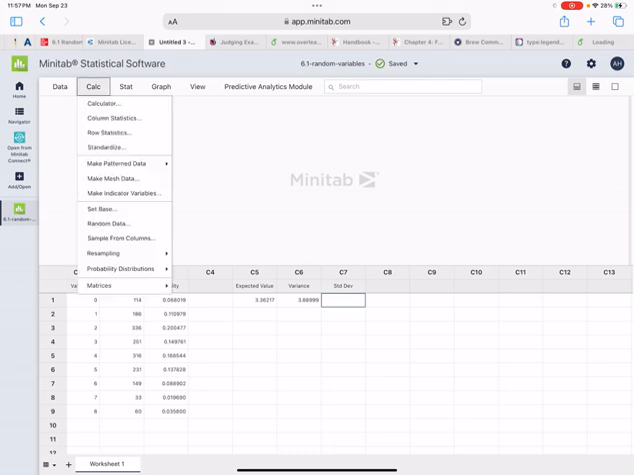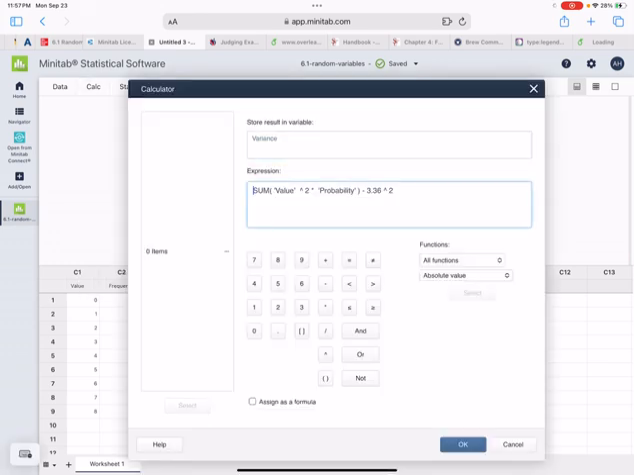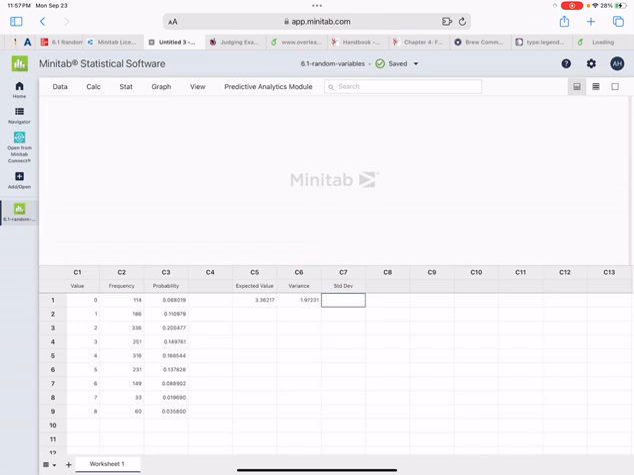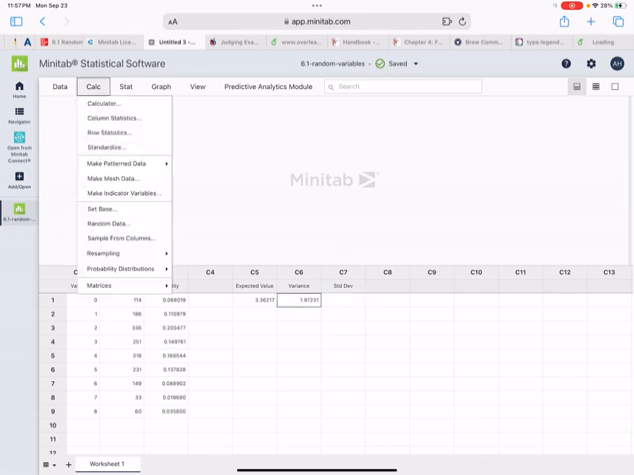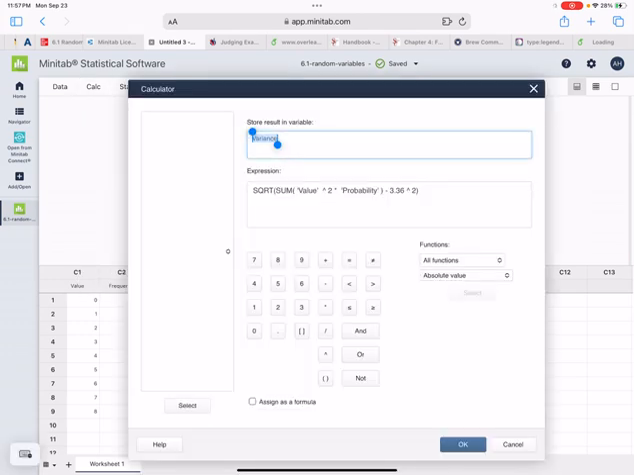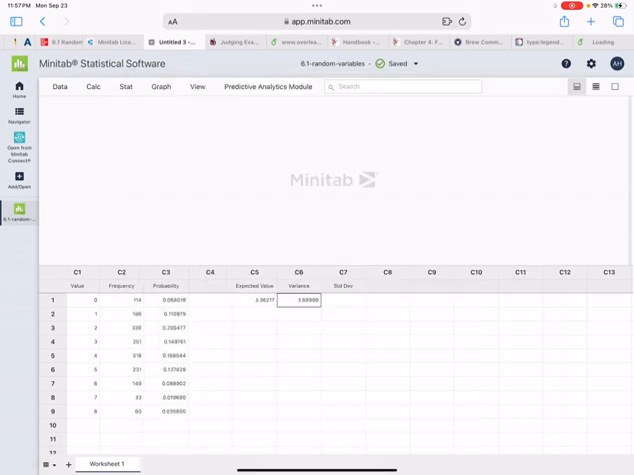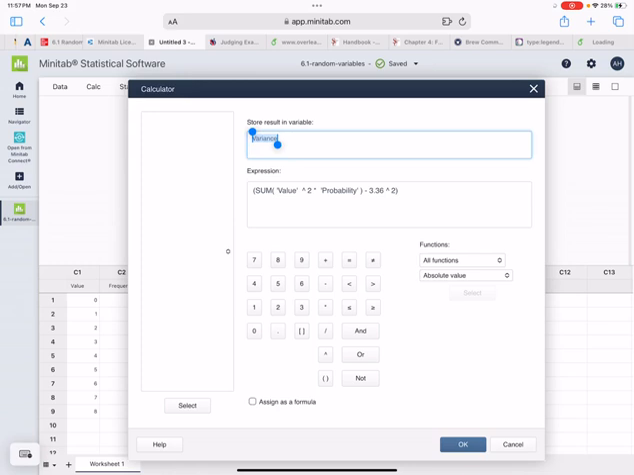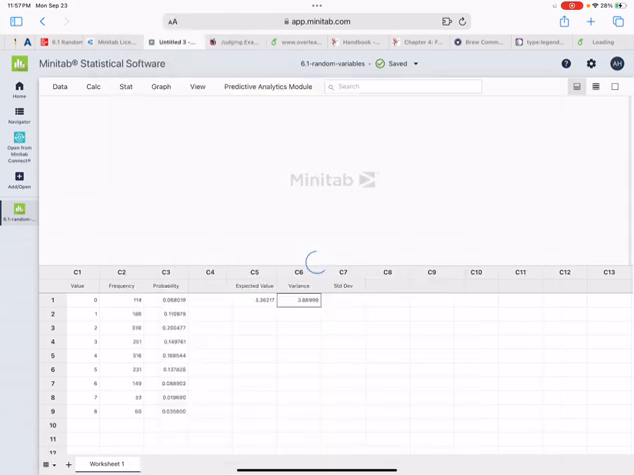All right, so we go to calculator. And we do that. Oh, darn it, my bad. Little technical difficulty there. Let's get rid of this square root. Let's find that variance again. Okay, and then calculator. One thing I forgot to do, store this in standard deviation, and now we take the square root. There we go. So there you have it.